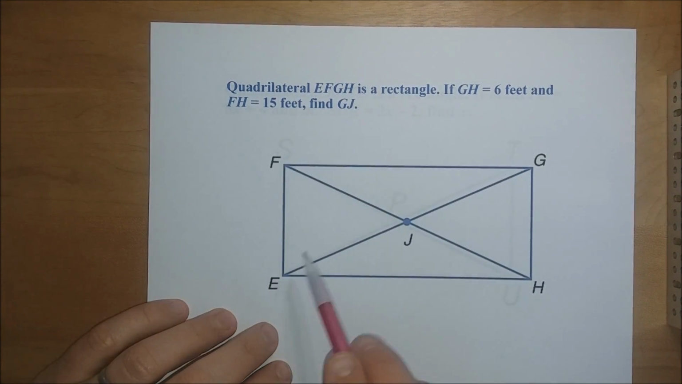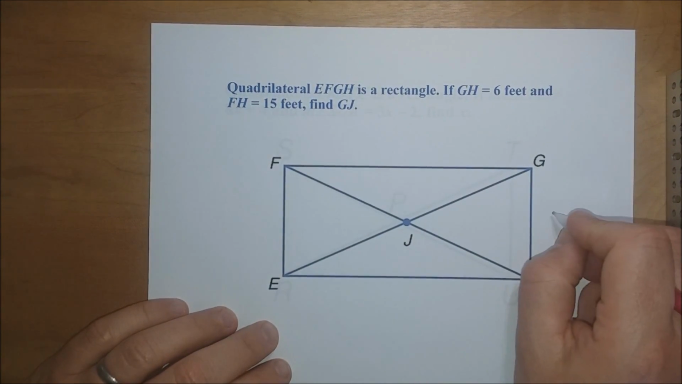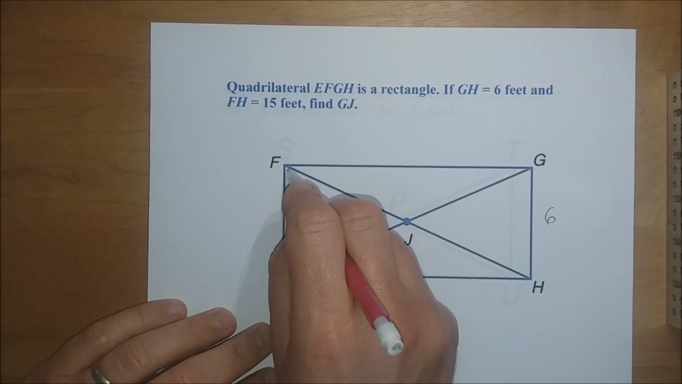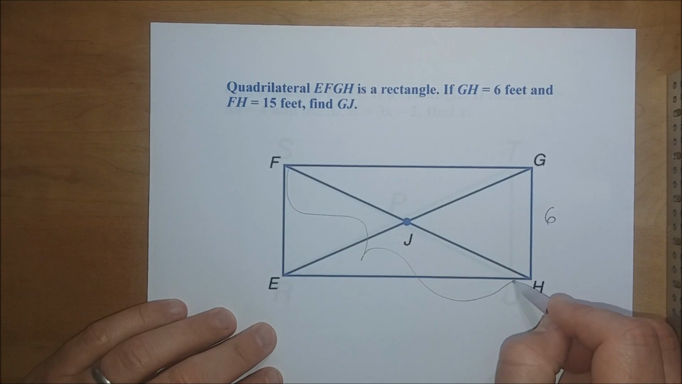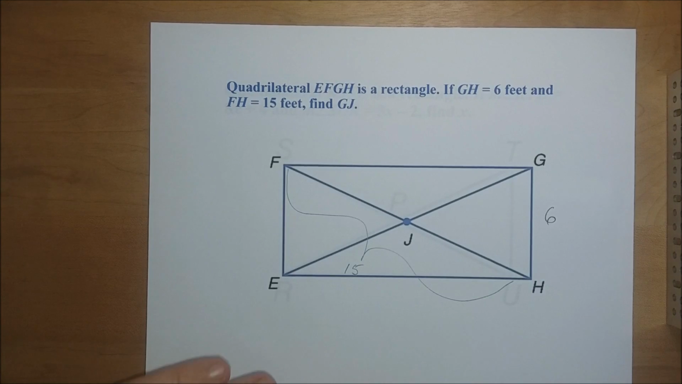All right, let's try another one. Here, quadrilateral EFGH is a rectangle. If GH is 6 and FH, this diagonal here, is 15 feet. I'll mark that like that so we know that's the entire diagonal. That's 15 feet. Could we find GJ?